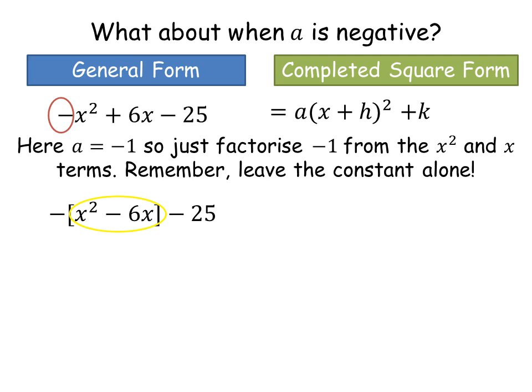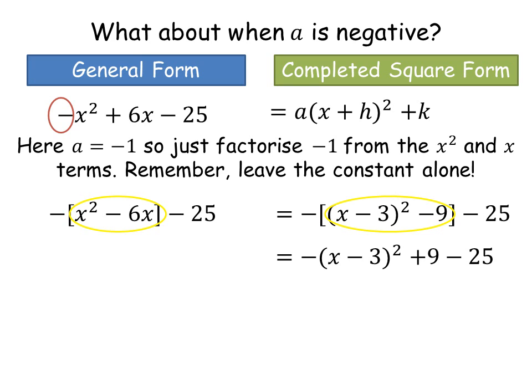Well, I know what to do with x squared minus 6x. So I bring across my negative and my square brackets. I know that x squared minus 6x, half the coefficient of negative 6 is negative 3. So it's x minus 3 all squared minus 9, which is the square of negative 3. And of course my negative 25.